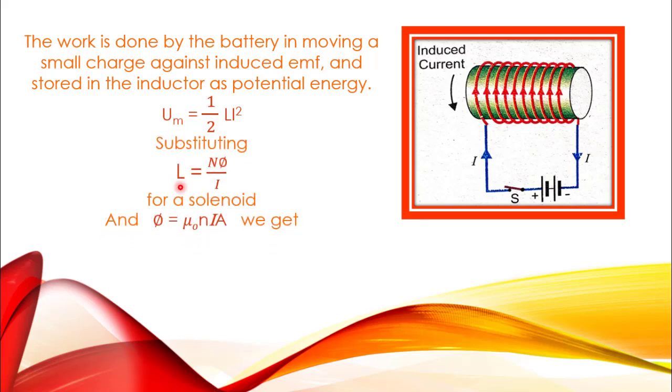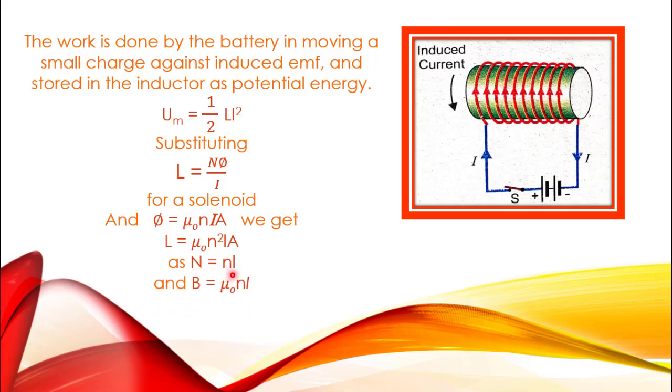For a solenoid, substituting L is equal to N phi by I, where N stands for number of turns, phi is the magnetic flux, and I is the current. Or phi is equal to mu naught n I A, where n is the number of turns per unit length. L becomes mu naught into n square into l A.